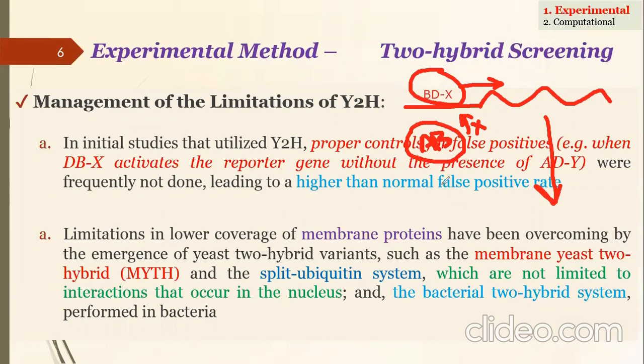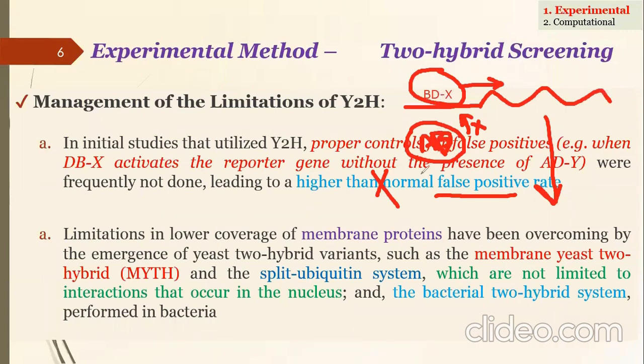So we need to have a set of experiments in which we only use the binding domain with protein X, and the activating domain with protein Y, separately. If they are expressing, that means they are false positives. They are not positive, but they look like they are positive. This will reduce the rate of false positives. We will understand that this can activate the system.